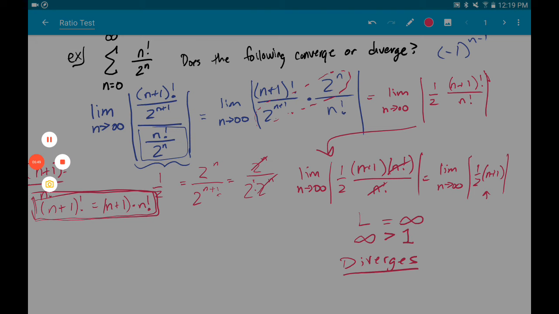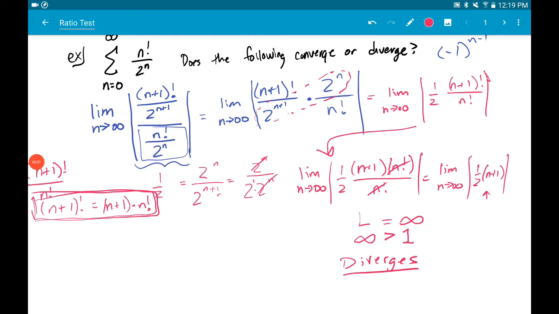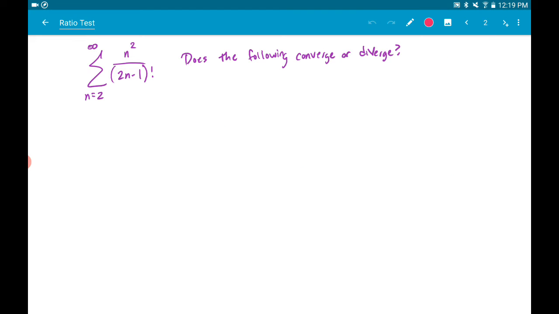So the conclusion's kind of nice, but sometimes it takes a little bit getting there. All right, let's do another example if you're not quite sure about that. So again, same type of thing. We've got a factorial in it. Does the following converge or diverge?